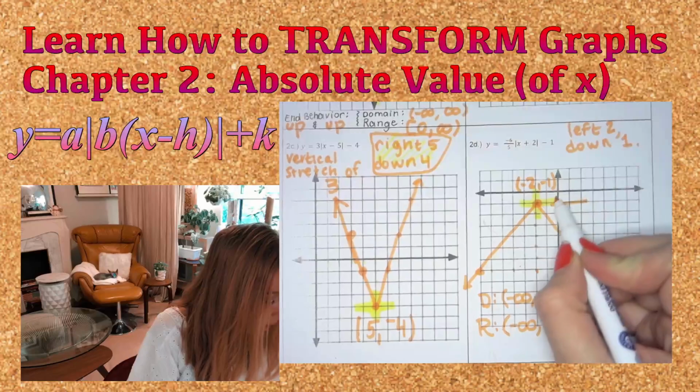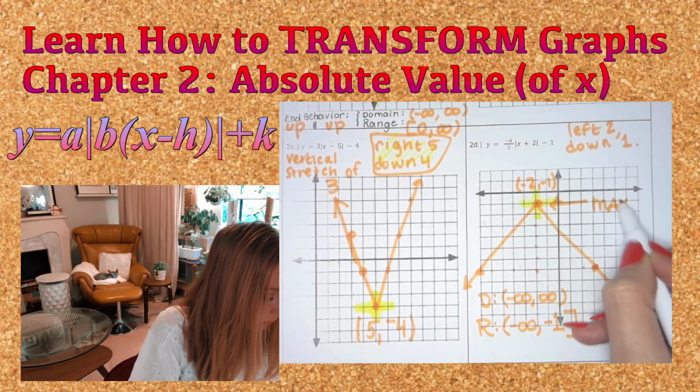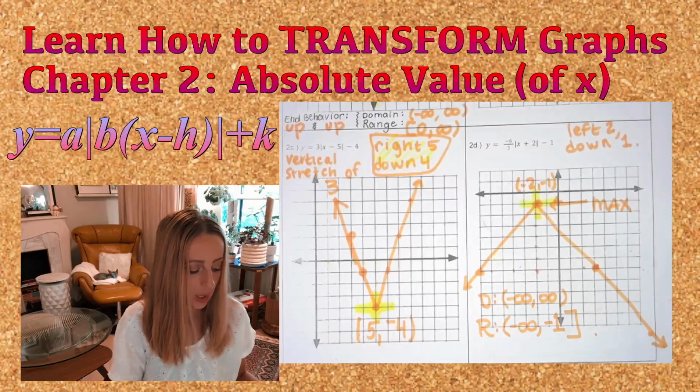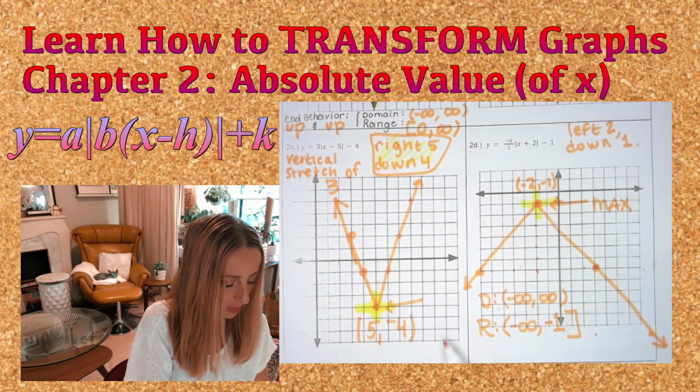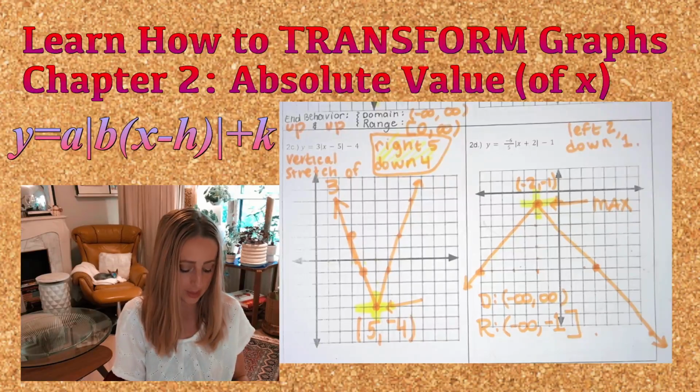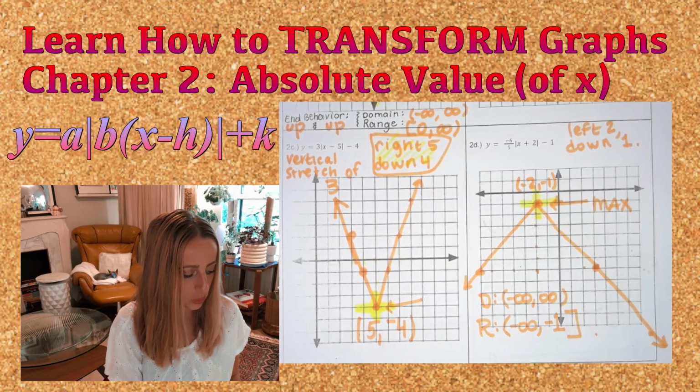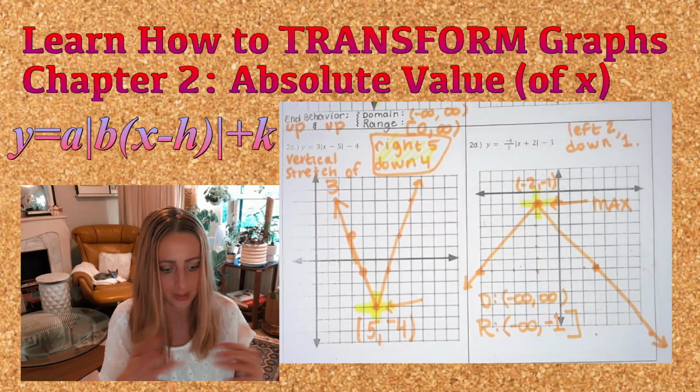We can call this a maximum, okay? It's the highest point, and then we can say this one is a minimum. It is the lowest point. In both cases, we can call them absolute max and absolute min. That means it's overall the highest or lowest point on the entire graph.